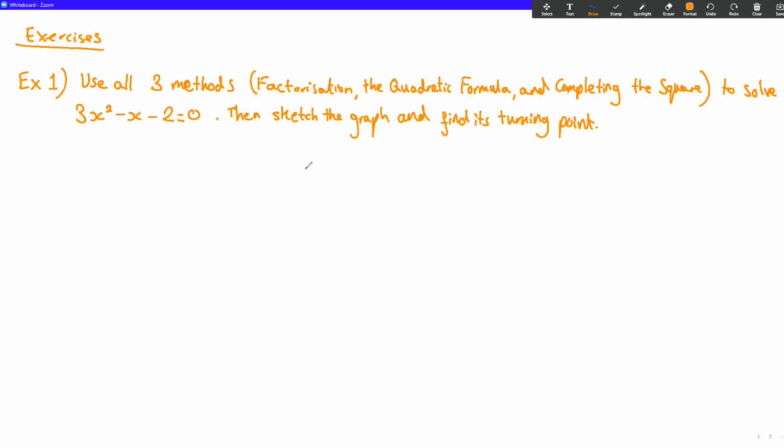Like that. Okay, so have a go at this exercise. It's only one, but it's quite a long one. You should use all 3 methods, factorization, the quadratic formula, and completing the square, to solve this equation. And then sketch the graph. This is the graph y equals 3x squared minus x minus 2. And find its turning point. And I want you to use the completing the square method for the turning point. Yeah, so you should get the same answer for each.